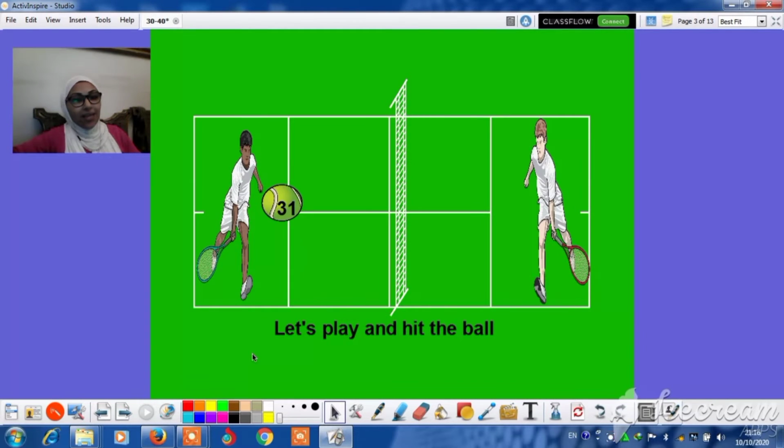And now let's play a small game. Just hit the ball. We have here 31. Hit the ball. 32, 33, 34, and 35. Amazing, super.